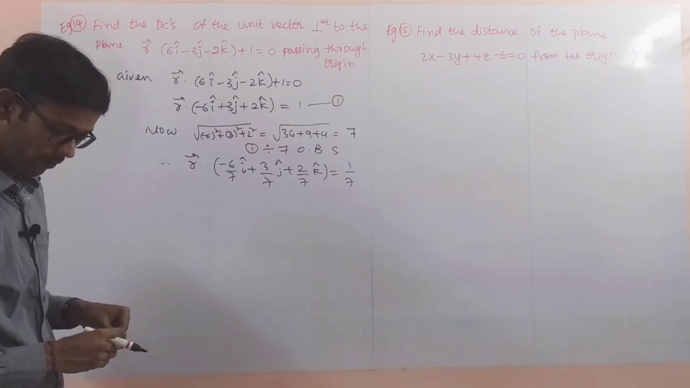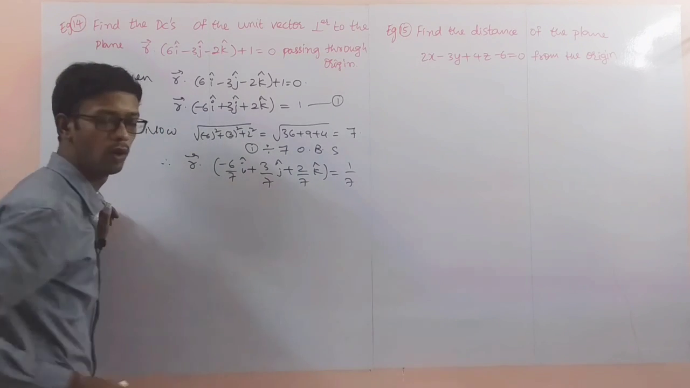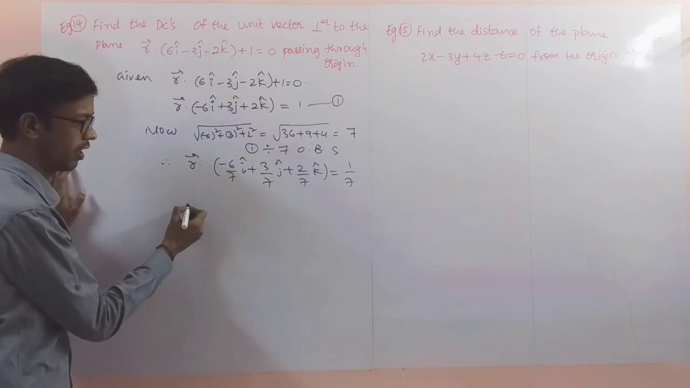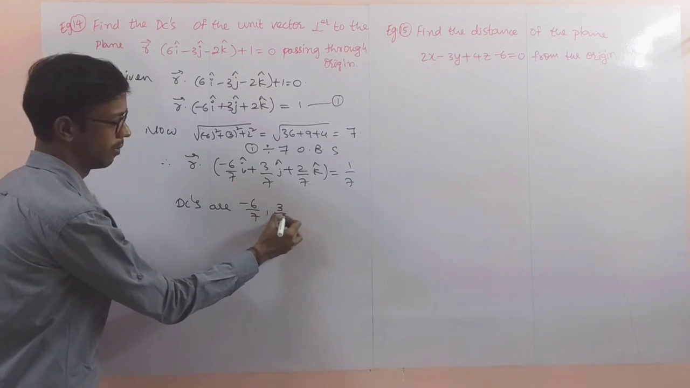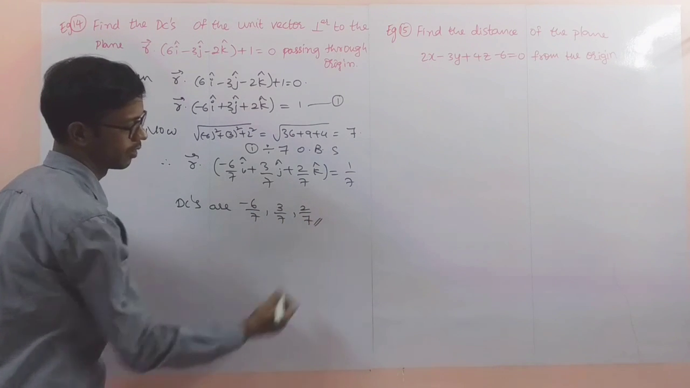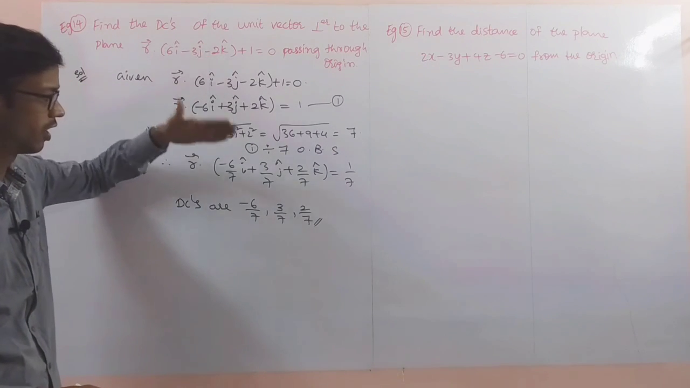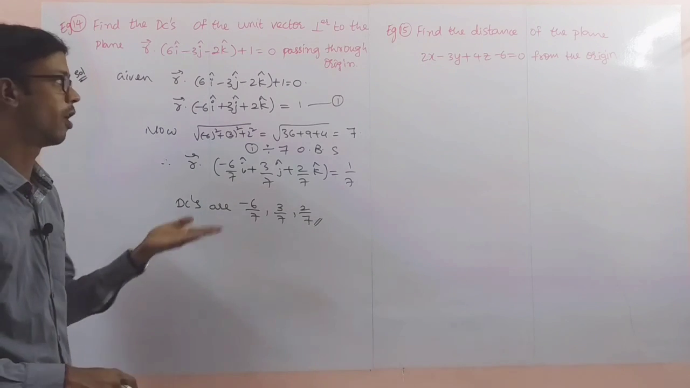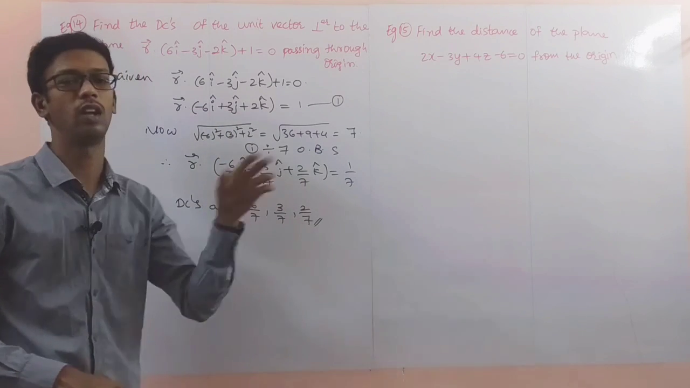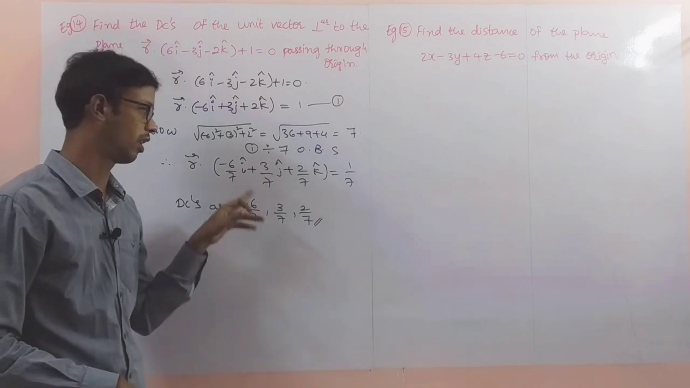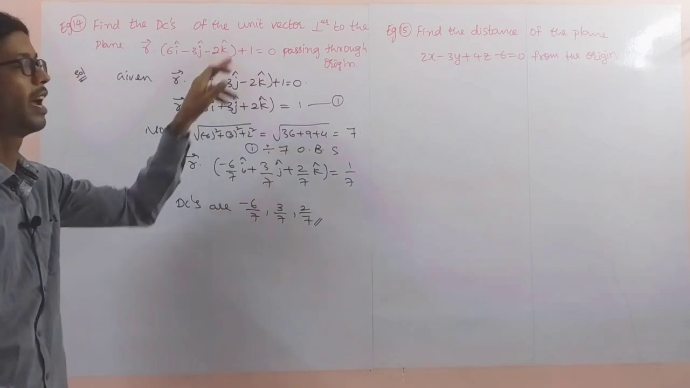Now compare with n cap. This is n cap. R bar dot n cap equal to d. So what are the coefficients? The direction cosines are minus 6 by 7, 3 by 7, 2 by 7. These are the direction cosines. Every problem, first of all convert into normal form. Normal form means divide the total equation by the square root of the sum of the coefficient squares, on both sides. Compare with that; the coefficients are the direction cosines.